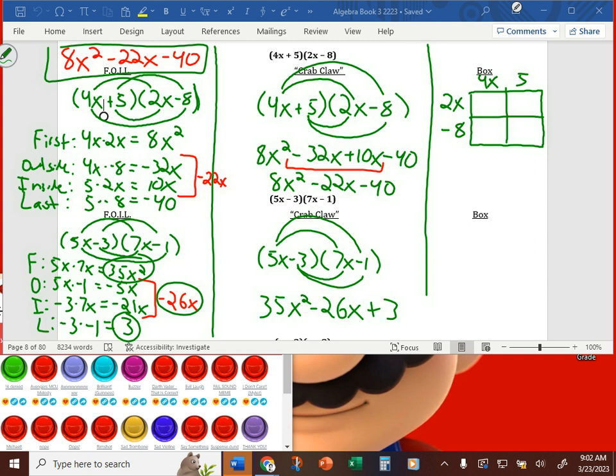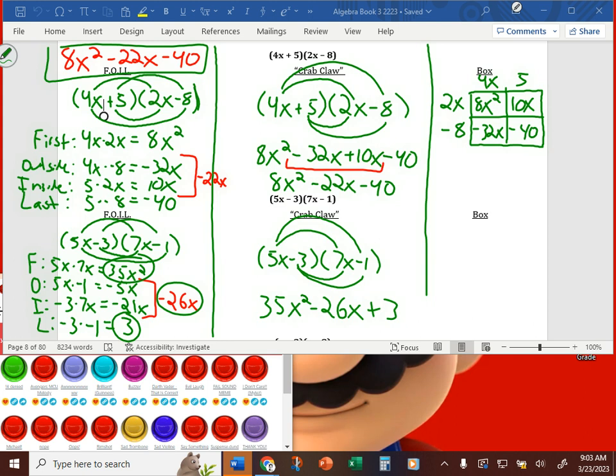Like this open square in the box will be the product of what? It's going to be the product of 4x and 2x. You're going to get 8x squared here, right? The open box for the 2x and the 5, that's where our 10x comes from. Bottom left, 4x and -8, there's our -32x. And then 5 and -8, there's going to be our -40.